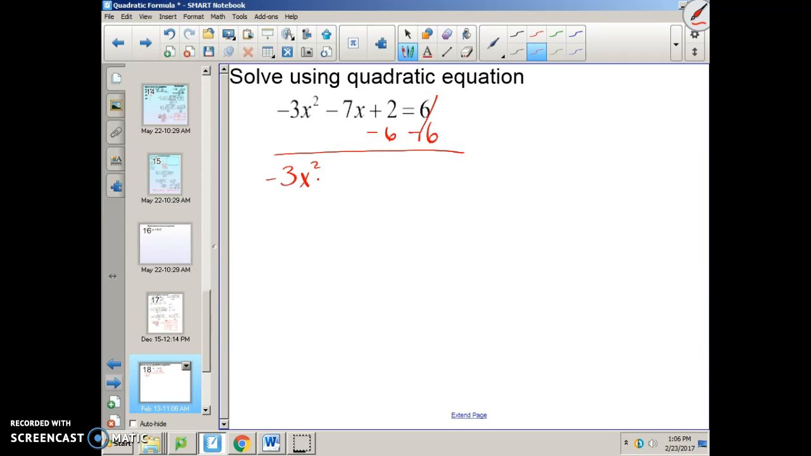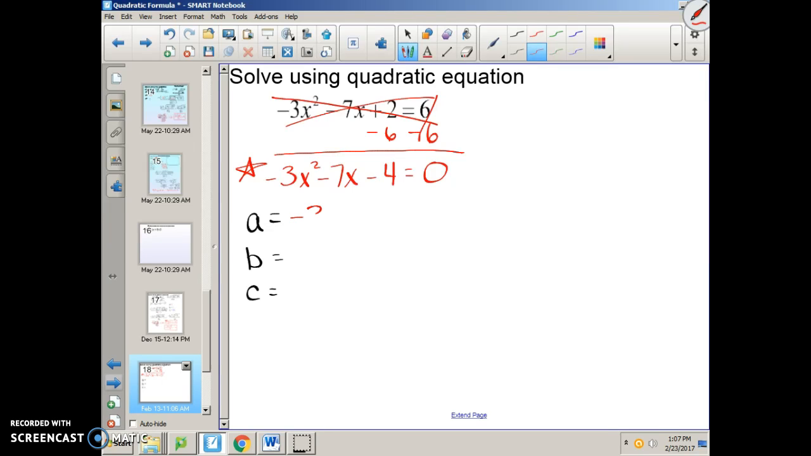Negative 3x squared minus 7x. 2 minus 6 is negative 4. Now it equals 0. Look at that. Now we can start our whole process all over again. Write them out separate. Take the extra 15 seconds. Do the extra work. Do not use this anymore. Use this. You did all that work for a reason. Don't go back to the beginning.